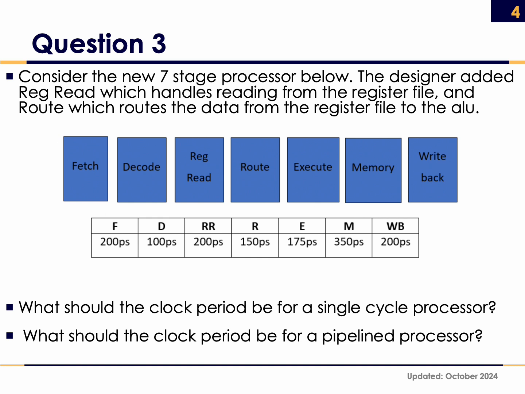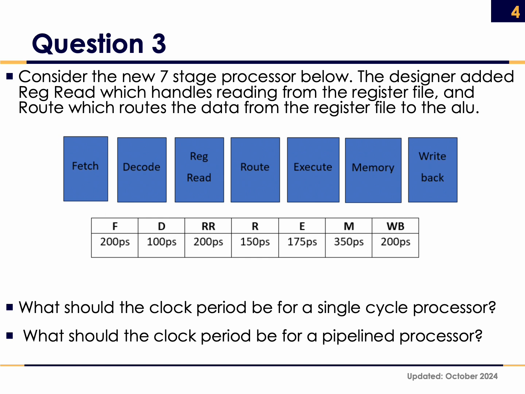What would the clock cycle be if this was a single cycle processor? And what should the clock cycle be if it was a pipelined processor? I'll give you a second to pause the video and work it all out if you'd like, and then I will reveal the answers. Okay, so hopefully you have the answers now.